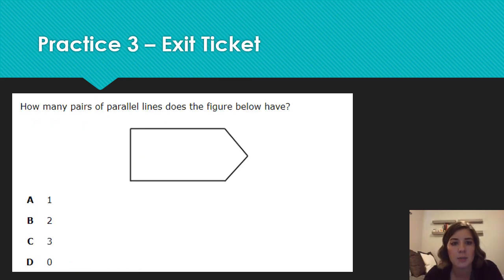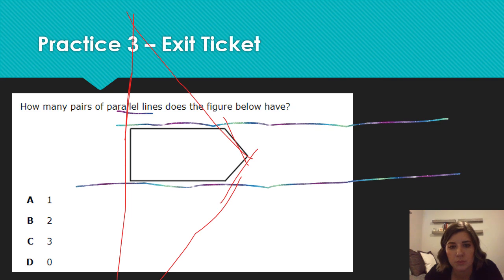How many pairs of parallel lines does the figure below have? Pause here and play when you're ready for the answer. We can see that the top and bottom are parallel and all the other sides will intersect, so there is only one set.